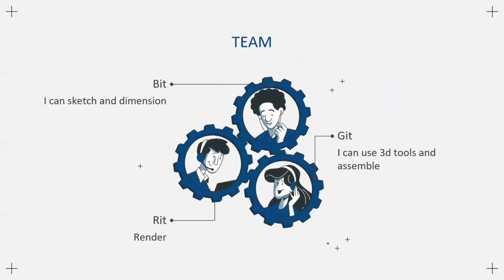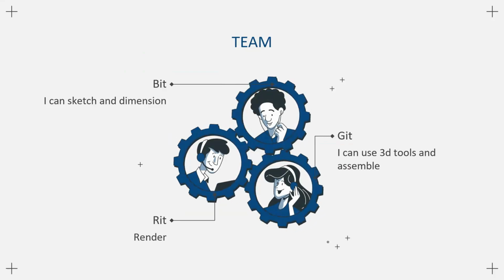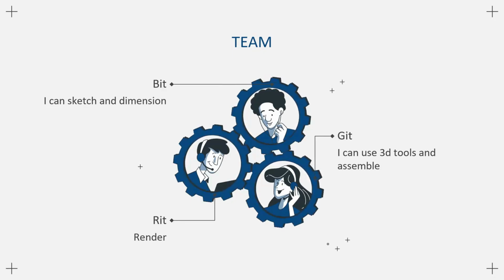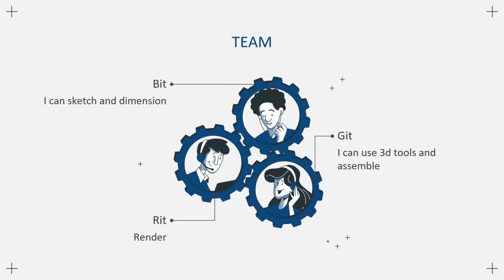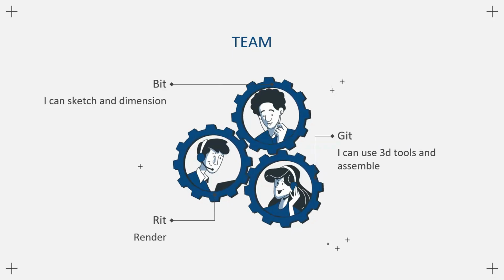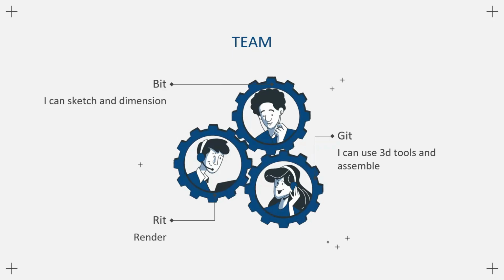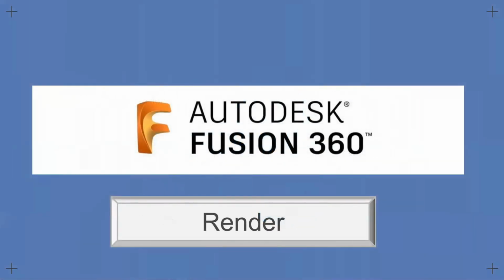They thought, how can they share these files which Git and Bit have actually designed? It's very easy to share the files in Fusion 360, and only because of this feature, I'm sure Fusion 360 is a very collaborative tool, because you have seen that all the files are being saved in the cloud. So Rit's help has been taken for rendering. Let me show you how you can do that.